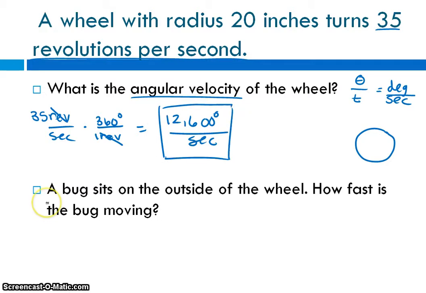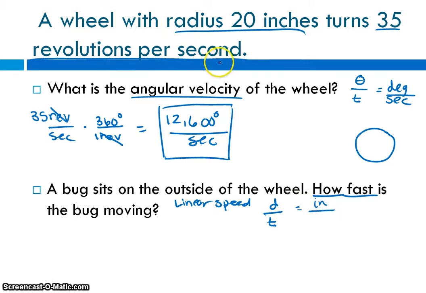Okay, so we said the bug sits on the outside of the wheel. How fast is the bug moving? Well, how fast do you drive to school? That's a linear speed. So we want a linear speed, and that is some distance over time. And we're given a linear distance of 20 inches. So I'm going to want it in inches per time. Well, we still have our seconds. So I'm going to want my answer in inches per second.